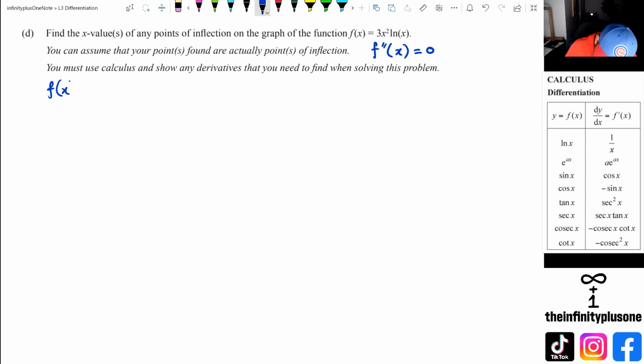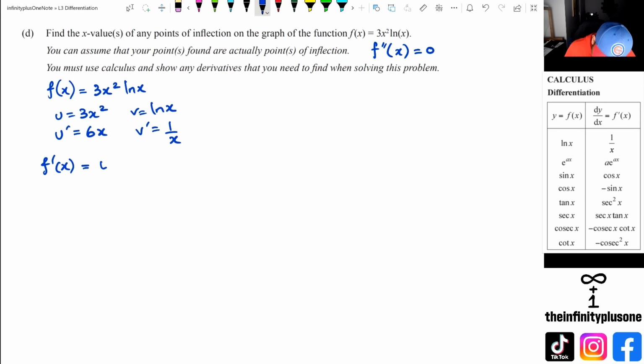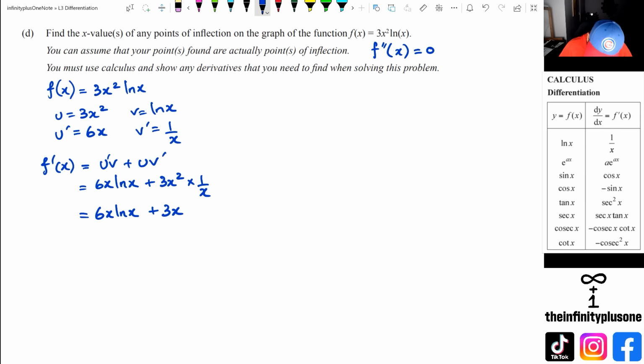So we've got f of x equals 3x squared ln of x. So we're going to do product rule here. We've got u is equal to 3x squared, v is equal to ln of x, u dash is 6x, v dash is 1 over x. So f dash of x is u dash v plus u v dash. We're going to get 6x ln of x plus u is 3x squared times 1 over x. So we're going to get 6x ln of x plus 3x.